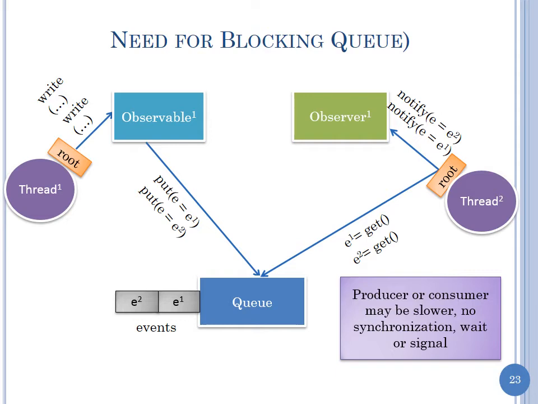So the problem is, what happens if the queue is full or empty, and we haven't taken care of the fact that there can be a fast producer or a fast consumer. We haven't talked of waiting and notifying. So we somehow need queues that have synchronized methods, and the synchronized methods have wait and notify in them. So that's what we need next. The next challenge is how to implement such a queue.